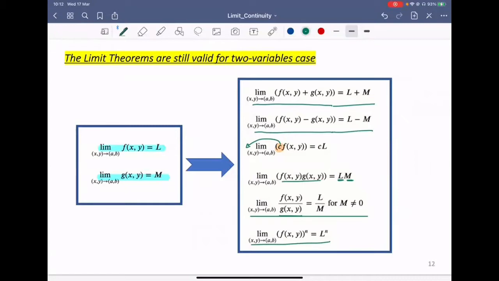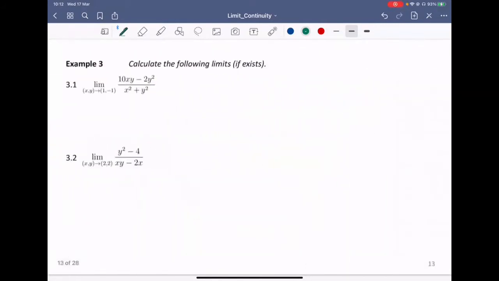So you can see that the algebra that we have from 1 dimension still works in 2 dimensions. You still can use the limit of a summation equals the summation of limits, the limit of a product equals the product of limits, and the limit of f to the n equals computing the limit first and then raising to the n. That makes the world easier because you can compute everything easily using these limit theorems. So I will show you some examples here.